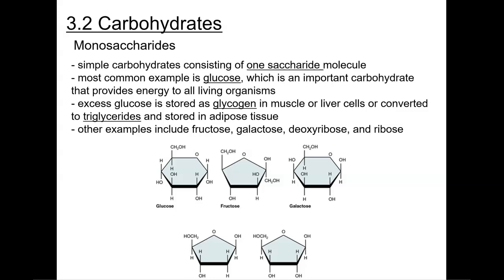That can be stored around your body in different places. It could be in your tummy or belly. It can be found in your arms, your legs, wherever, and it can even be found around your organs as visceral fat. Other examples of these simple sugars or monosaccharides can be fructose, galactose, deoxyribose, and ribose.